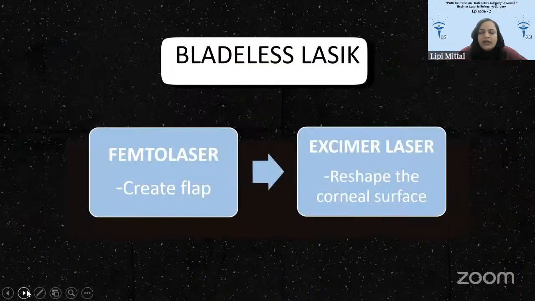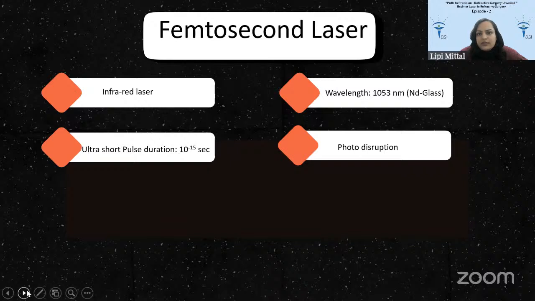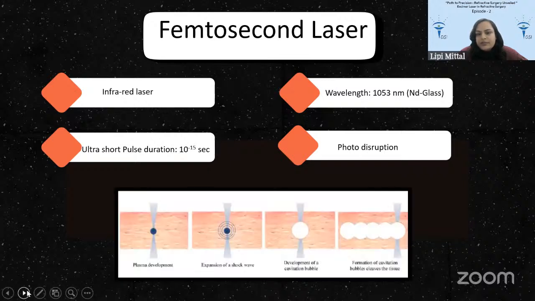Now, another modality of creating a flap is femtosecond laser, which is popularly known as bladeless LASIK. So a femtosecond laser basically works on the principle of photodisruption, which means the formation of cavitation bubbles, which coalesce together and form a cleavage plane.